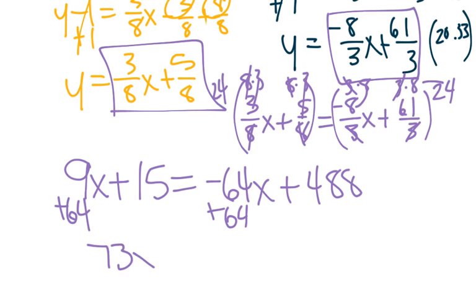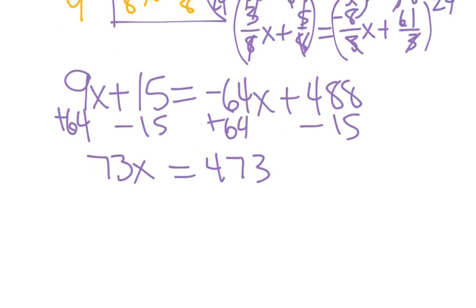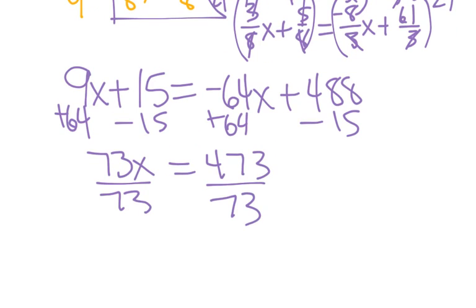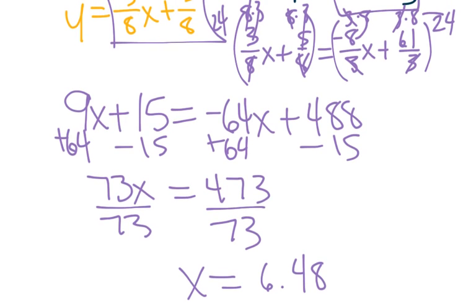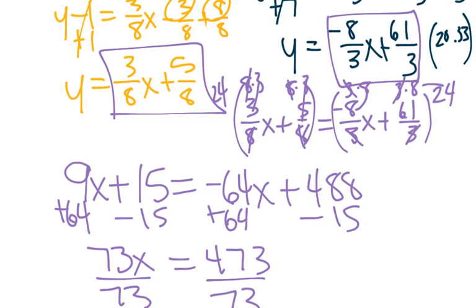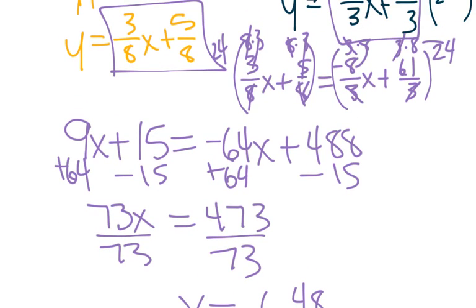That gives me 73x. Subtract 15. So 488 minus 15 gives us 473. Divide by 73. And we get x equals about 6.48. Okay? Then we got to use that to figure out what our other value is. So I would go 3/8 times 6.48 plus 5/8.